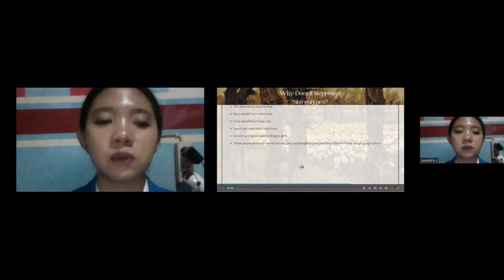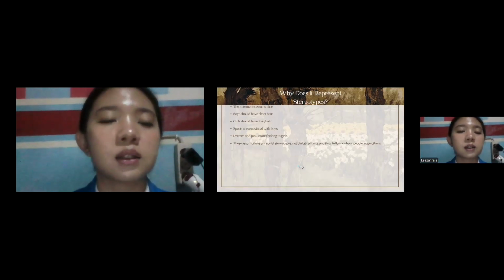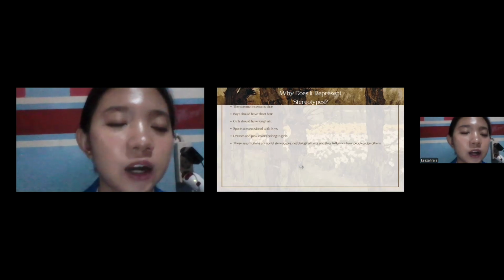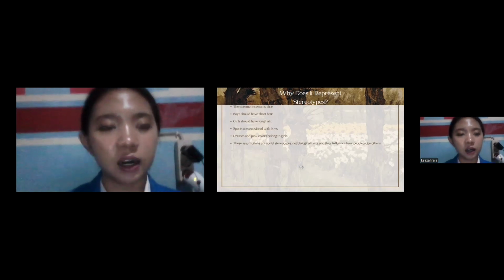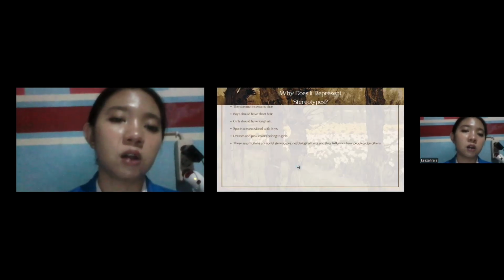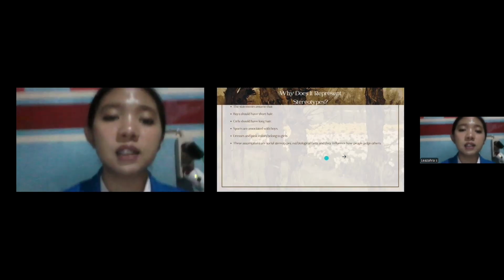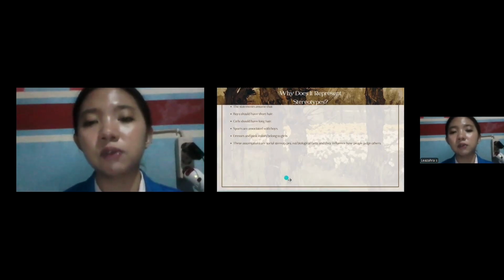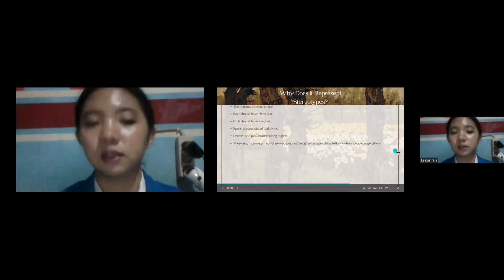Why does it represent stereotypes? Because the statement assumes that boys should have short hair, girls should have long hair, and sports are associated with boys, while dresses and pink colors belong to girls. These assumptions are social stereotypes, not biological facts, and they influence how people judge others.